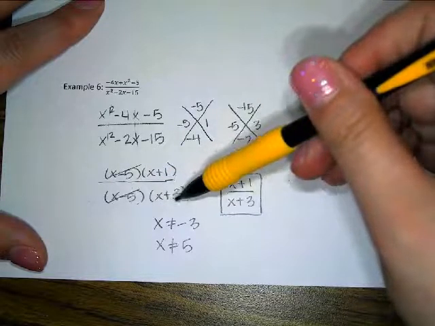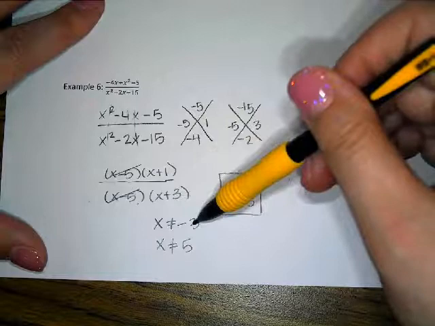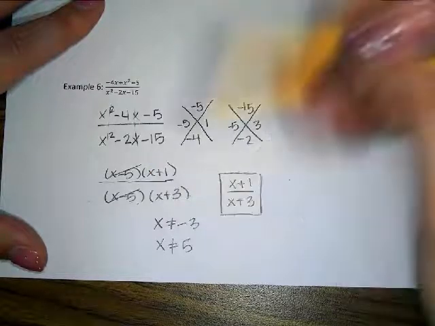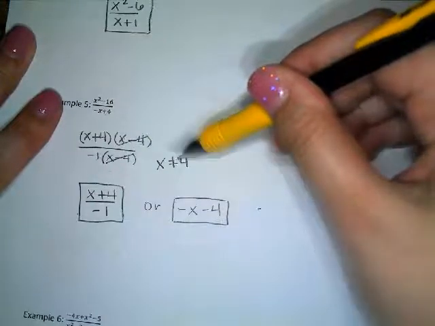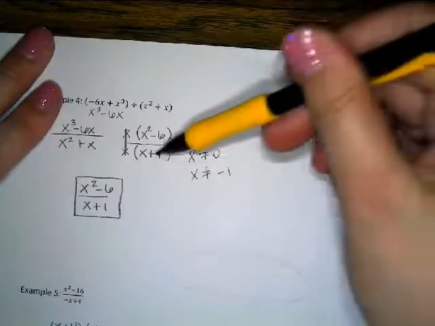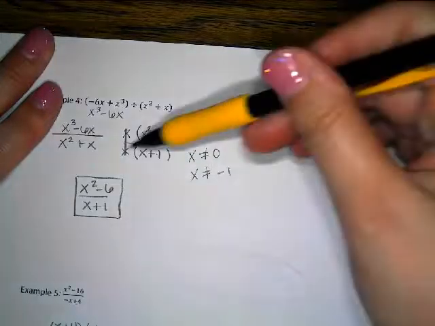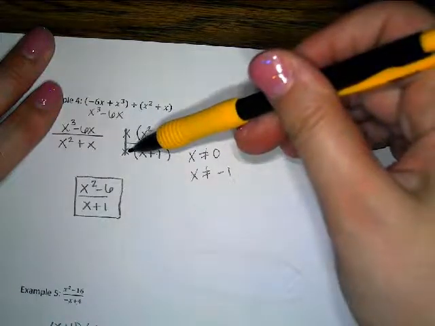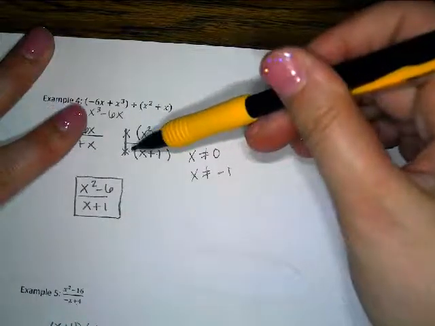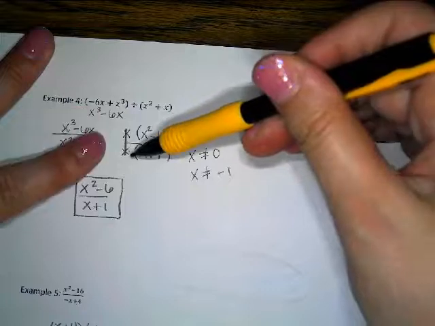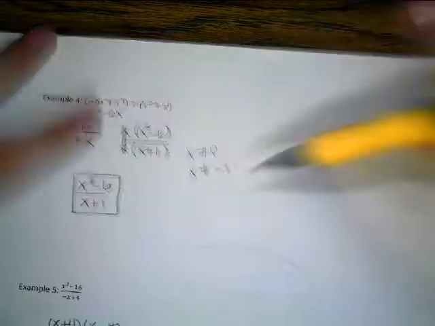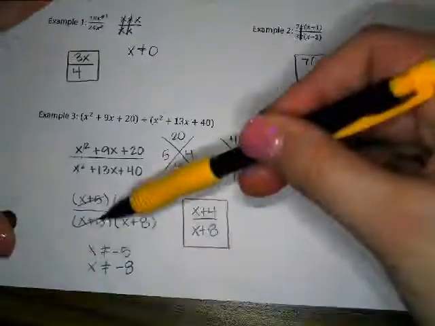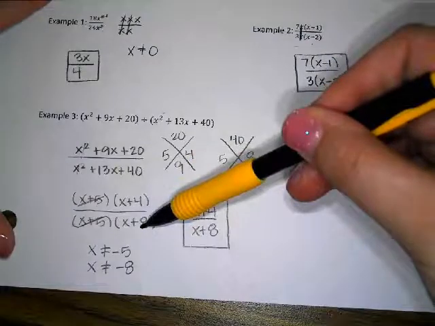This one, +4. This one is -1. If you have a GCF that's an X, that's the one that's 0. So that's why number 6 didn't have 0, because it didn't have a GCF of X in the front. So 0, -1. Example 3 was -5, -8. This one was 0 and +2. This one is like a GCF, so that was 0.